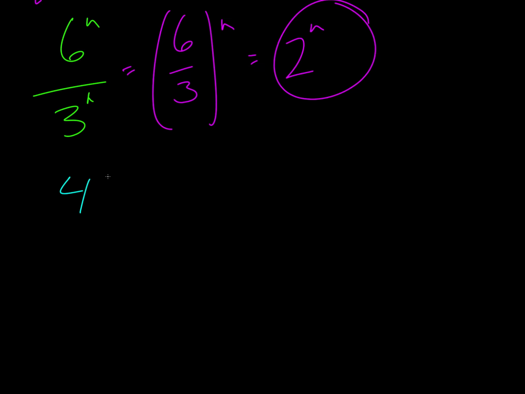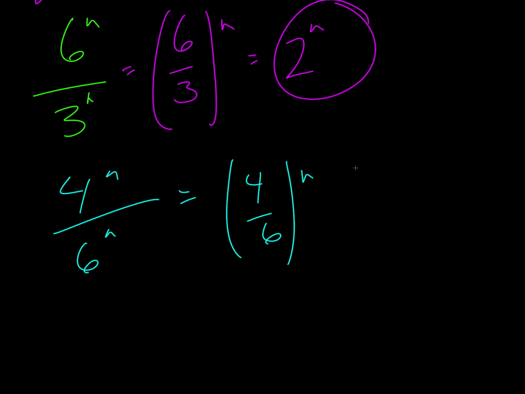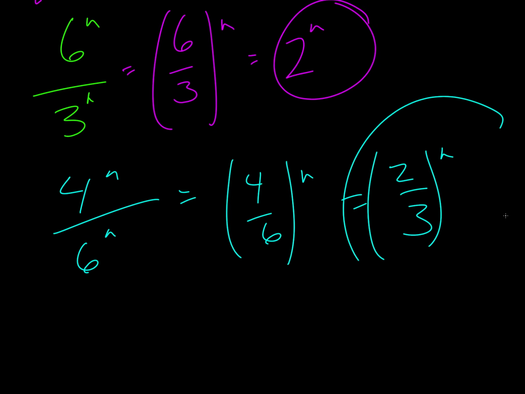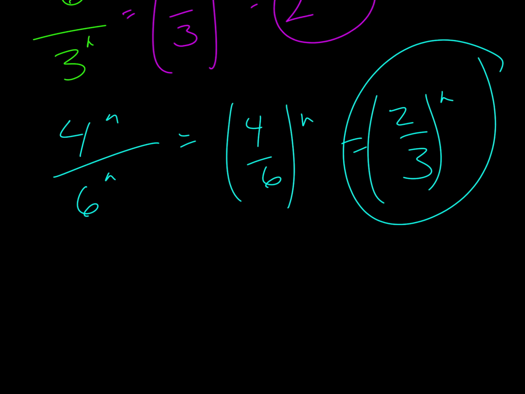Now, if we have 4 to the n over 6 to the n, same thing, kind of factor out that n. We get 4 over 6 to the n, and that's going to be 2/3 to the n. Alright, we just got a few more that say simplify. So we have 3 to the n plus 6 to the n over 3 to the n. Oh, they're going to force us to use that not very intuitive thing.